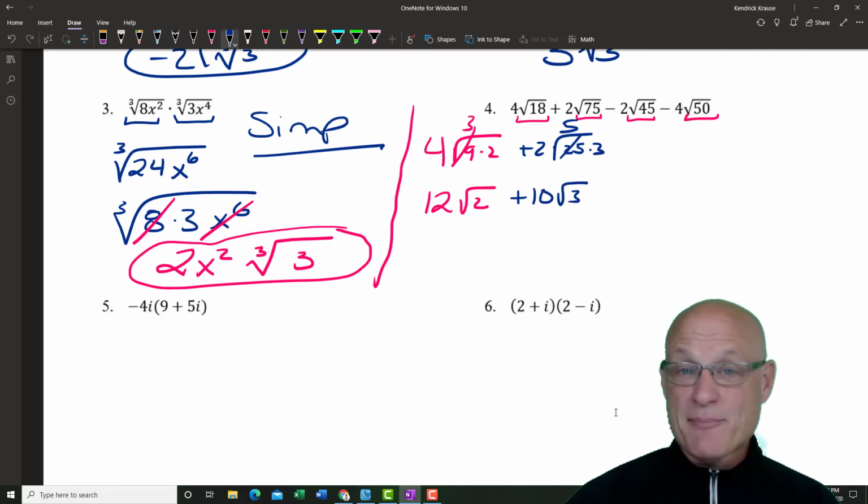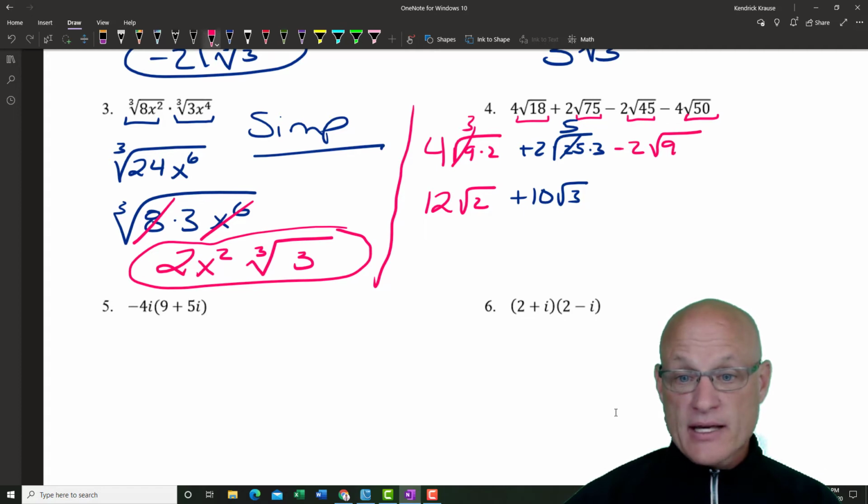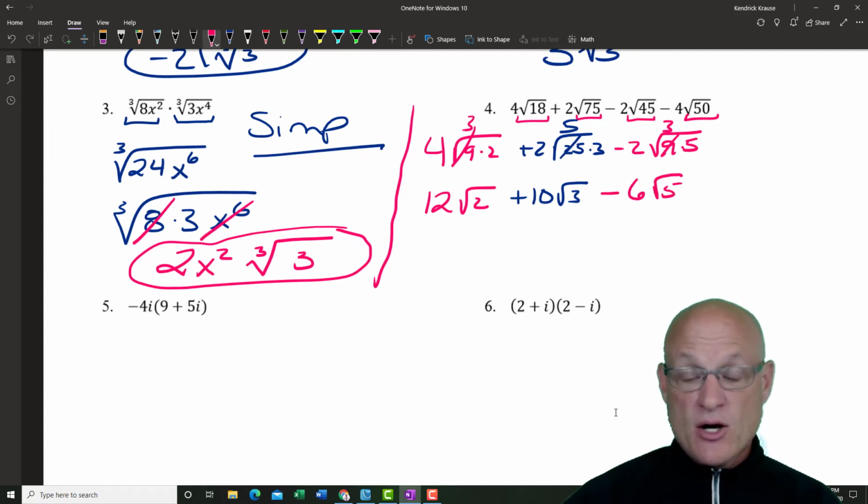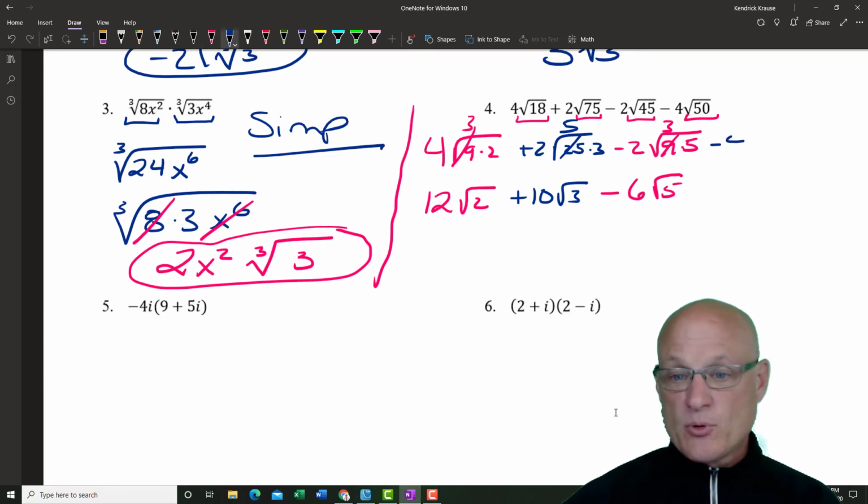Now those two can't be added together because they don't have the same radical. Minus 2 square roots of 9 times 5. Square root of 9 is 3. So this becomes minus 6 square roots of 5. Okay, this is turning out to be a disappointing question because none of that stuff can be combined so far. Minus 4 times the square root of 25 times 2. Square root of 25 is 5, so this becomes minus 20 square roots of 2.